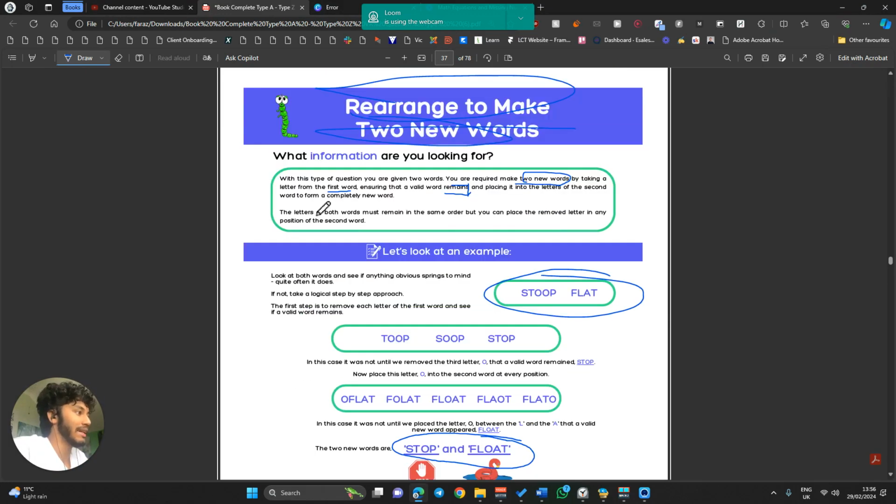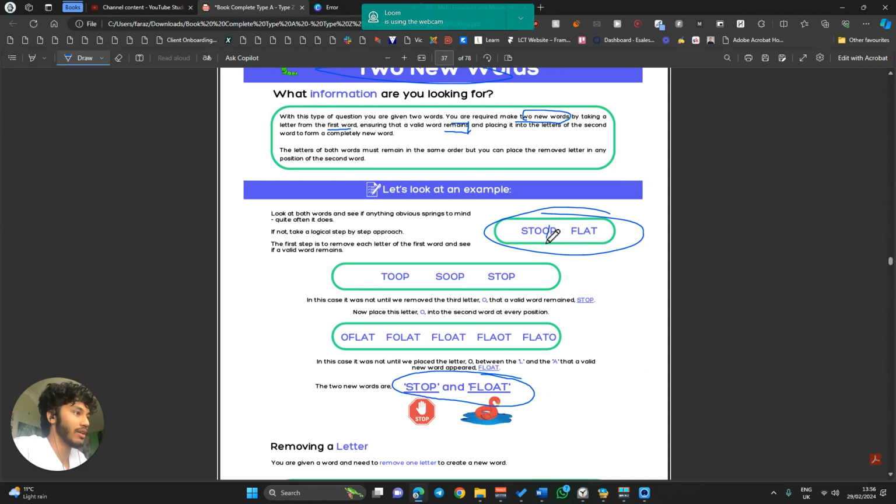What it says is we have to take a letter from the first word and ensure that a valid word remains. So what they've done here is they've taken the O out and a valid word has remained. The valid word is stop. What does it say next? And placing it into the letters of the second word to form a completely new word. So they've placed the O in here and made float. The letters of both words must remain in the same order, but you can place a removed letter in any position in the second word. Yep, so they've put the O wherever they want, but they haven't moved around the letters in any of these. So that's everything we're looking for, and that explains everything we need to know.